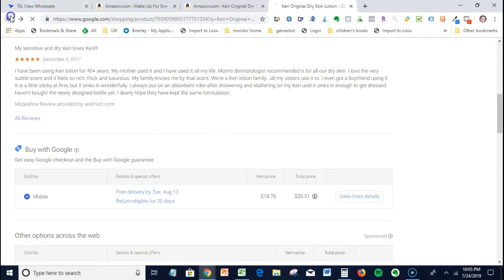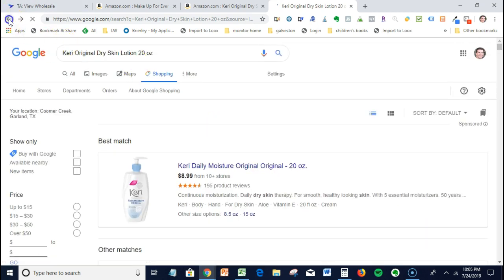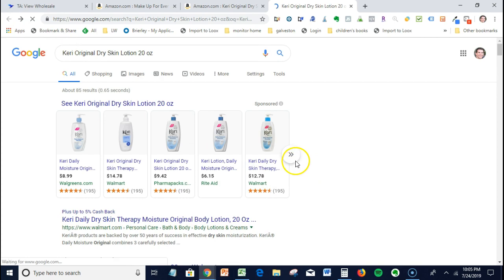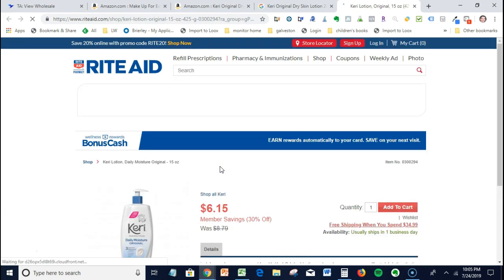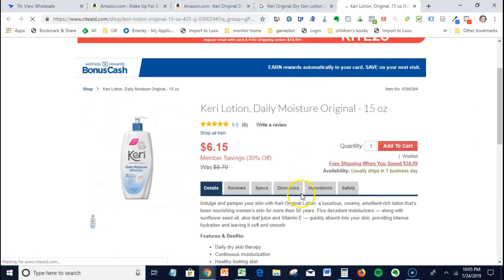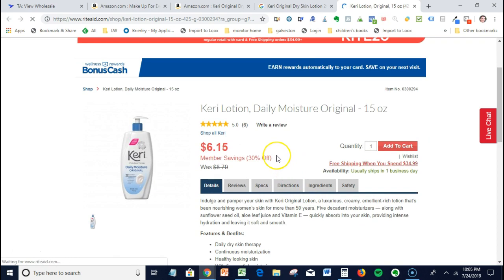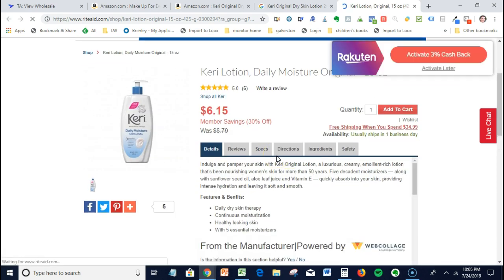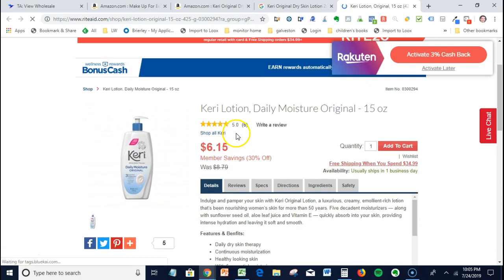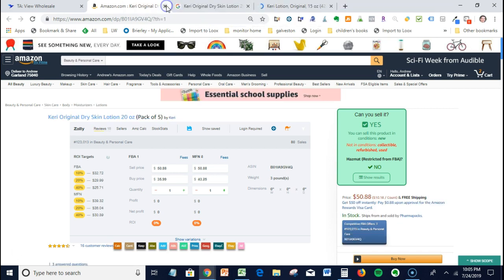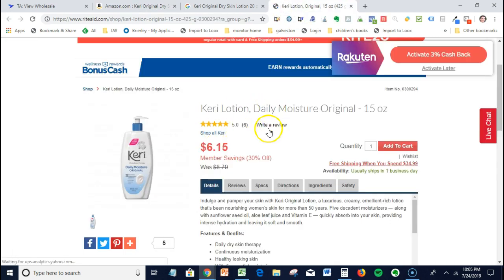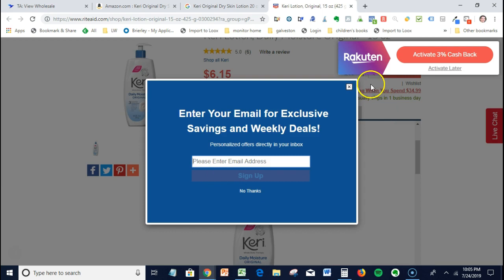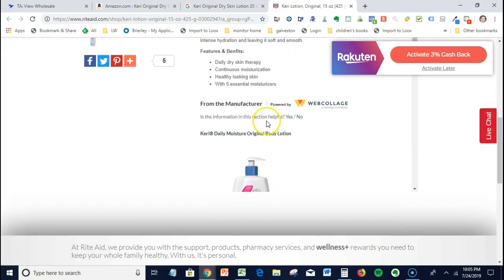And we did see Rite Aid for $6.15. Member savings, 30% off. So I guess you have to be a member, but free shipping when you spend $34.99. So yeah, if we buy several of those, that's not a problem. It says 15 ounces. Is that what this is? This says 20 ounces. Okay, so that's different. This is a 15 ounce. That's why it's cheaper. So it looks like that's why it was so much cheaper than everybody else's.